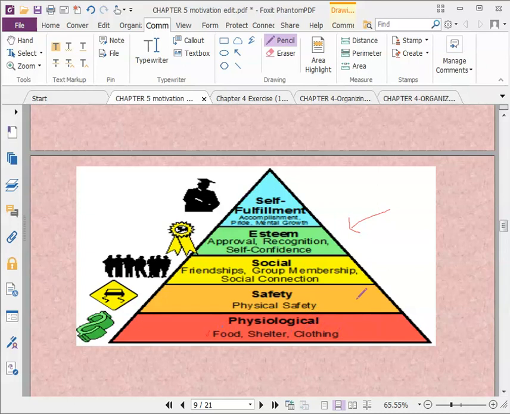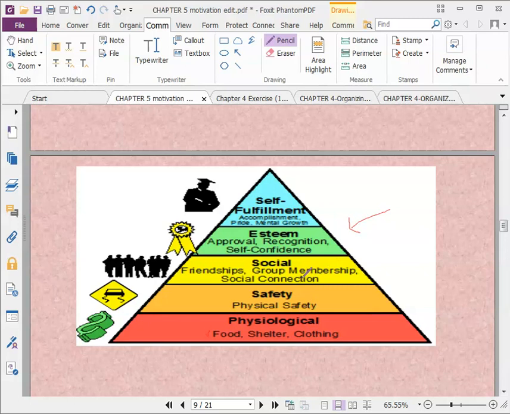Right? So what is the second line of the needs? The hierarchical needs is safety. Everyone must feel safe, physical safety. And then the third line is the social needs. After you feel safe, you have your own shelter, what you need else is the social needs. Social needs are like friendship, your good neighbor, group membership and social connection.